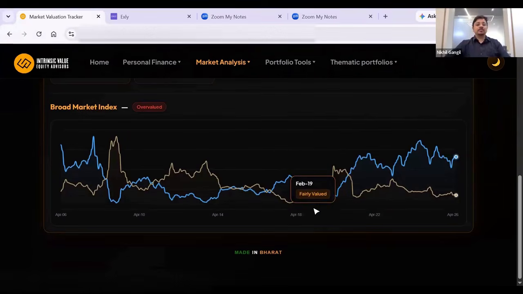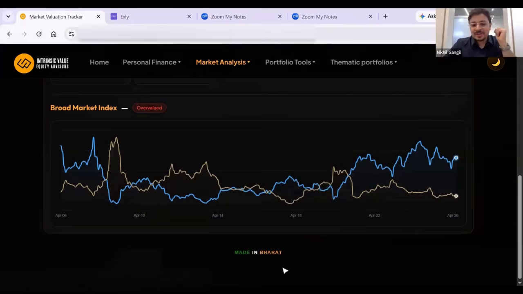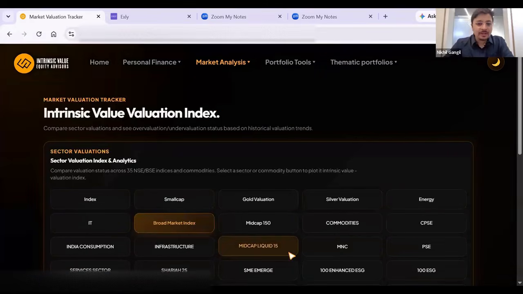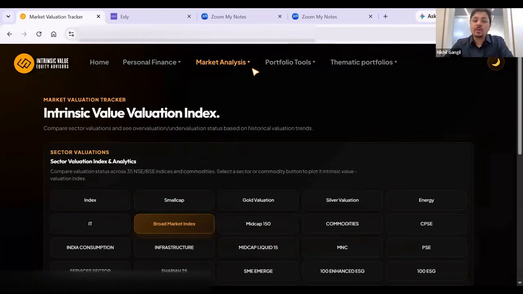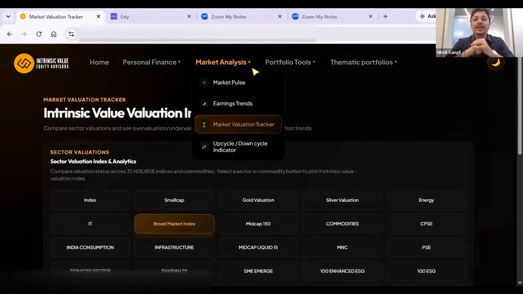I've already mentioned this, but I'll mention it again. We have made this whole tool, and it is all made in Bharat. You can share it with other people also, and they can make use of it and analyze companies based on it. If you don't have access yet, I will send you the link, and you can check out all these valuation trackers, earning trends, and market pulse.